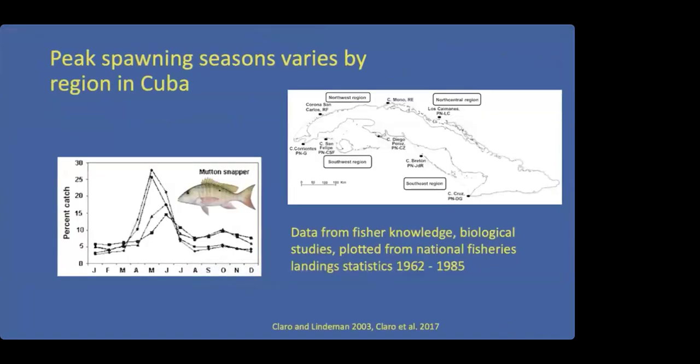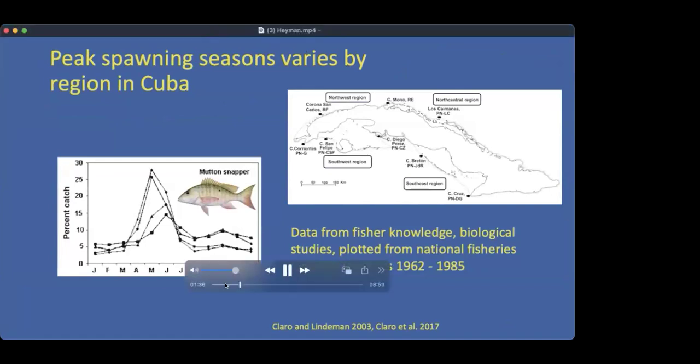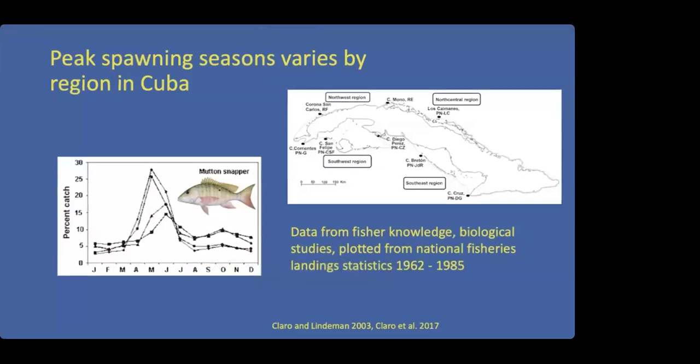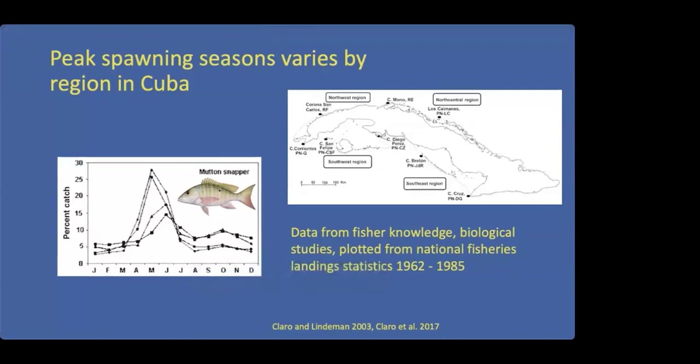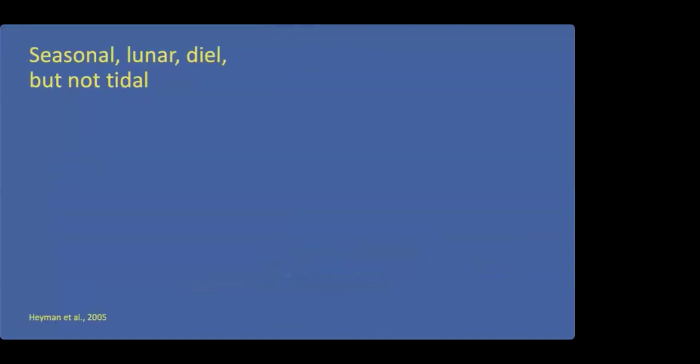Similarly, in Cuba, mutton snapper aggregate in the April, May, June time, but there is some variability both from the Virgin Islands, but also within Cuba. Here you can see 4 different regions in Cuba, and the graph will show you the spawning times by region based on actually national fisheries landing statistics from 1962 to 1985, but back-checked with fishers' knowledge and biological studies.